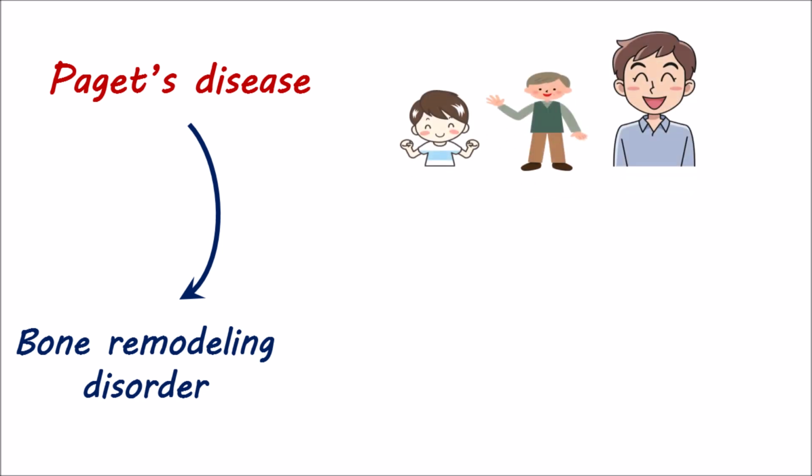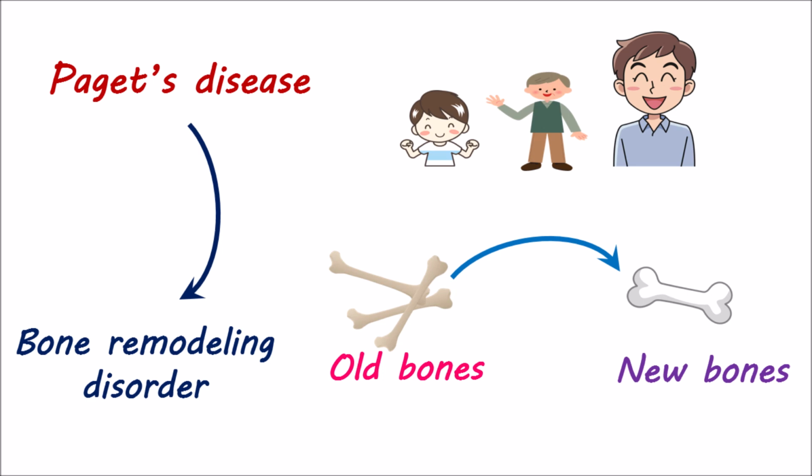It is a rare bone remodeling disorder. Normally, bones are recycled as you grow. Old bones are removed, and new bones are formed. In people with Paget's disease, bones are removed more initially, and new bones are formed improperly. This causes bone pain and weak bones. Alendronate can be prescribed to you to treat all these conditions.